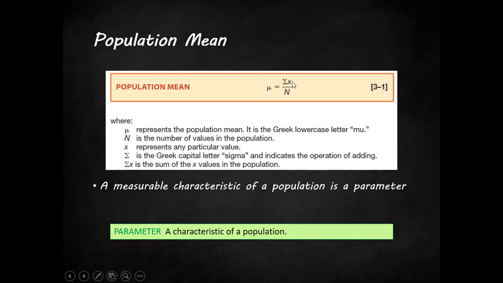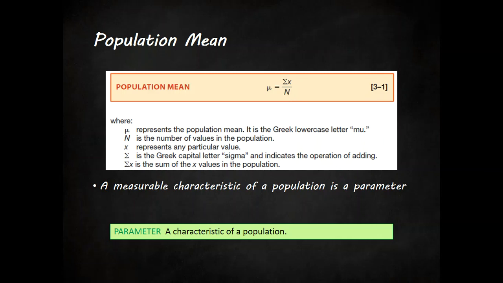Sigma, anything that comes after sigma, means sum that up. Okay, so it's saying sum up all of the observations. So x is the number of observations in a particular population, and then divide it by the total number of values in that population. So if you have 360 cars, you're going to sum up all 360 observations, and then you're going to divide it by N. And in this situation, that 360 would have to be the entire population.